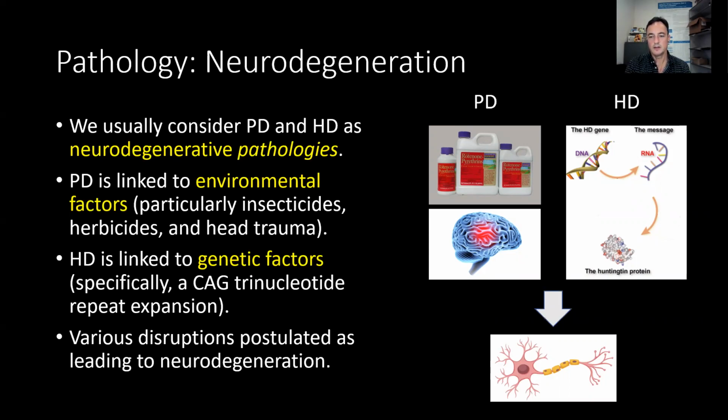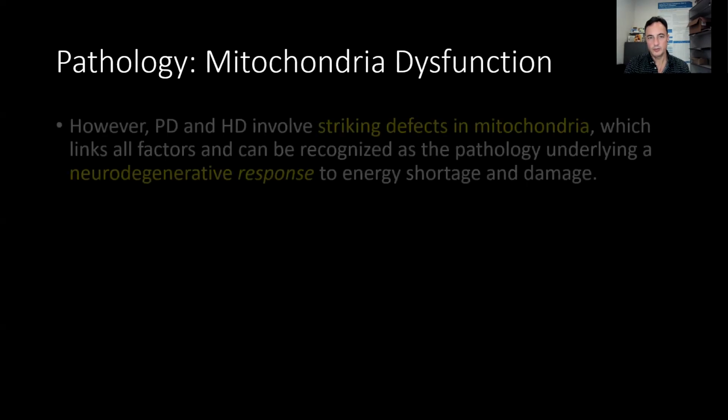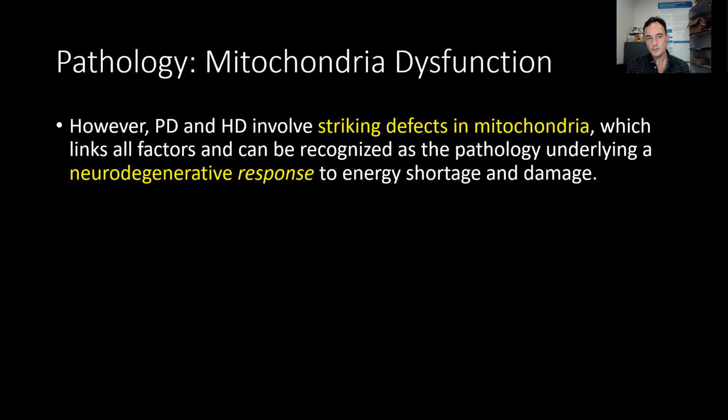And I'd like to show you that that is probably not true. Mitochondrial dysfunction is the thing that we really need to treat. That's the true pathology. So we know that Parkinson's and Huntington's involve striking defects in mitochondria. That's not really debatable, which links all of the factors I just described, environmental and genetic, actually, and can be recognized as the pathology underlying neurodegeneration.